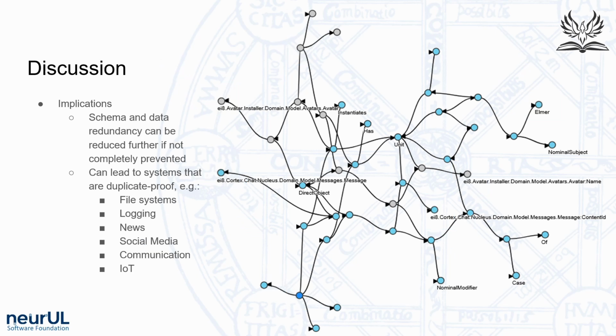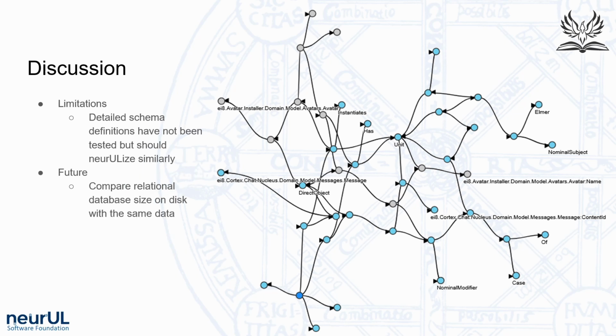Using biomimicry, schema and data redundancy can be reduced if not completely prevented, leading to systems that are duplicate-free and efficient. This can benefit systems such as file systems, logs, news, social media, communications platforms, and IoT hubs. A limitation of the presented neuralization process is that it only included column data type and name. Other column attributes were not simulated but should process in the same way. The presented tests focused on qualitative differences, i.e. duplicate prevention. Future tests can also quantitatively compare actual data size of a relational database to a neuralized graph database with the same data.